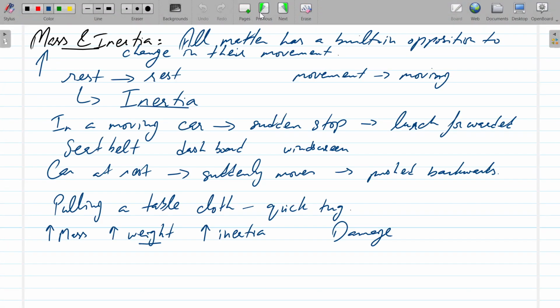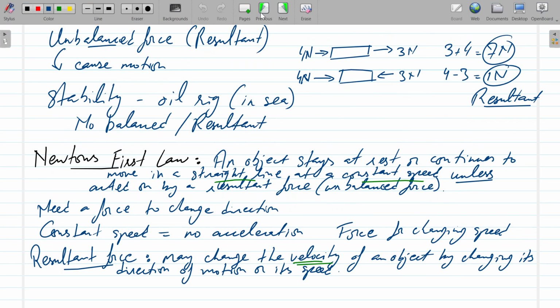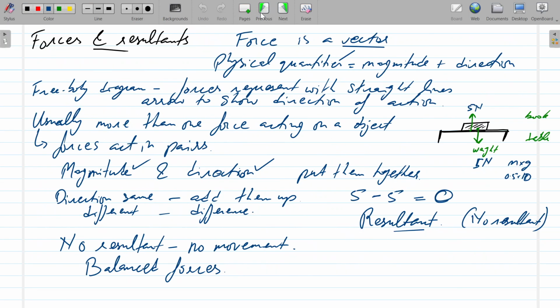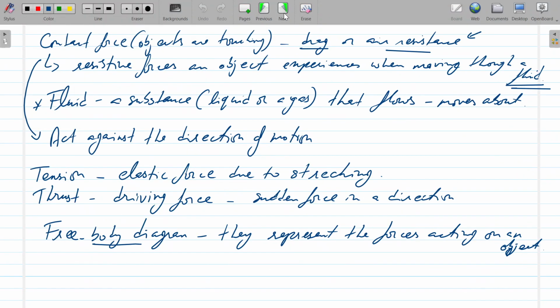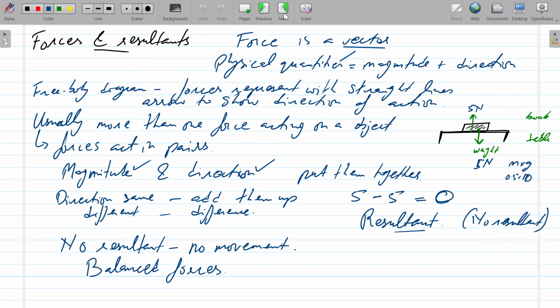All right, so yesterday we started talking about forces, and we talked about forces and resultants and free body diagrams, what a force does, right? So it can change the direction of motion or the speed.